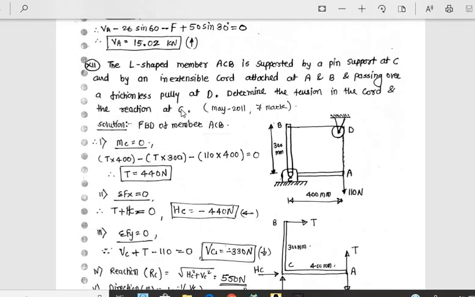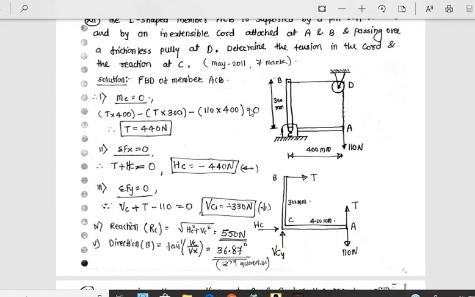Next is the L-shaped member ACB supported by a pin support at C and by an inextensible cord attached at A and B, passing over a frictionless pulley at D. Determine the tension in the cord and the reaction at C. See, first of all, draw the free body diagram. FBD of member ACB. See, A, C, B. Here there is a tension. This tension is in balance. Here there is a 110 N load. It is a hinge, so here are two reactions.